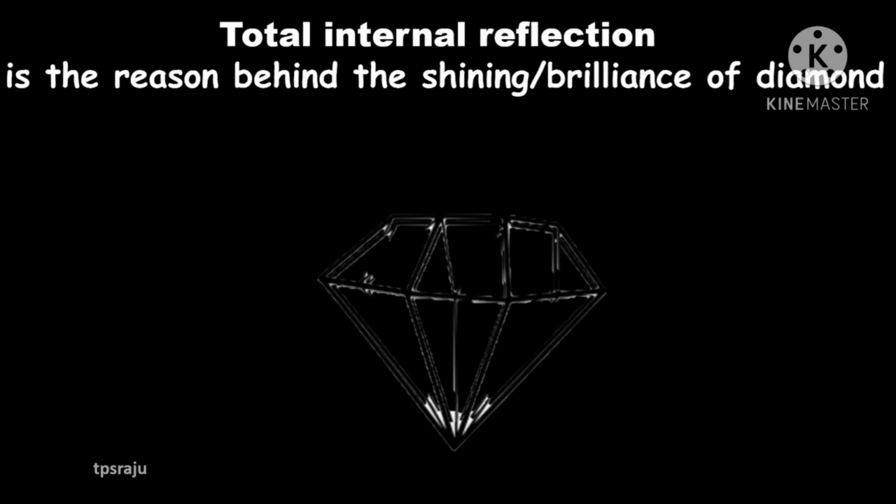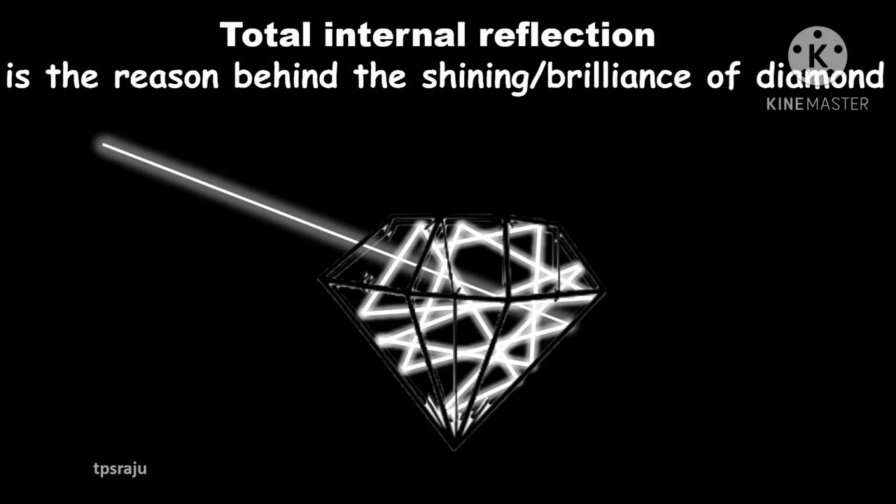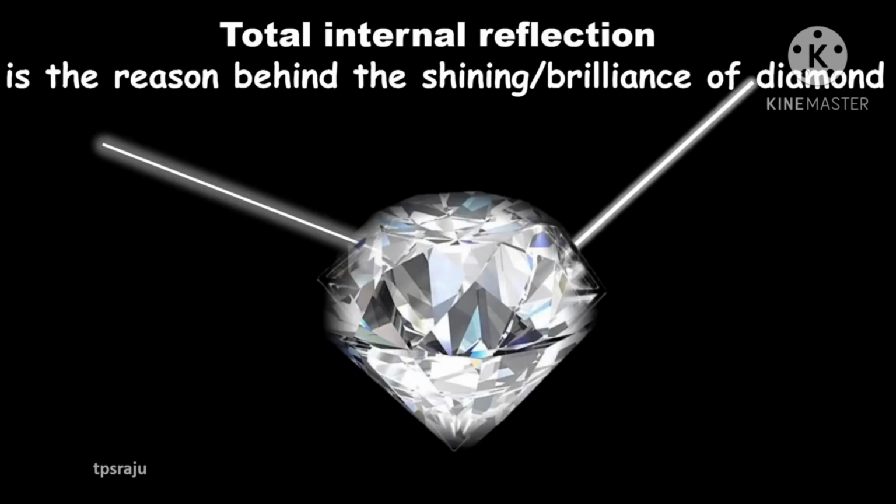Now we are going to understand the reason for brilliance of diamond. The critical angle of diamond is very low, that is 24.4 degrees. So if a light ray enters a diamond, it is very likely to undergo total internal reflection, which makes the diamond shine.